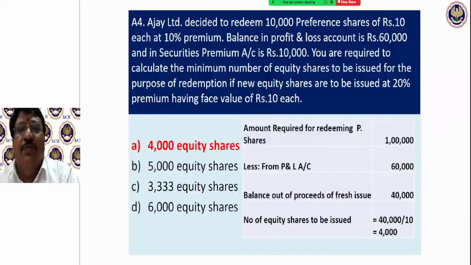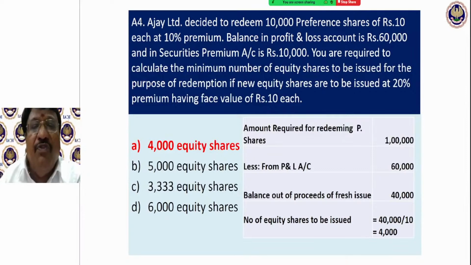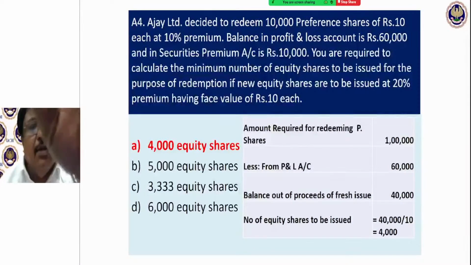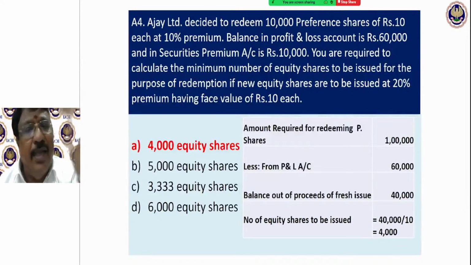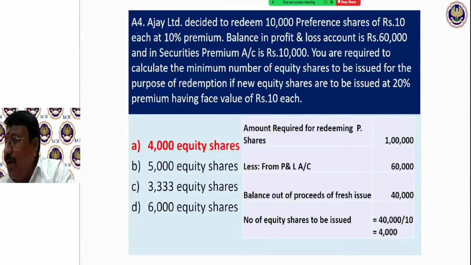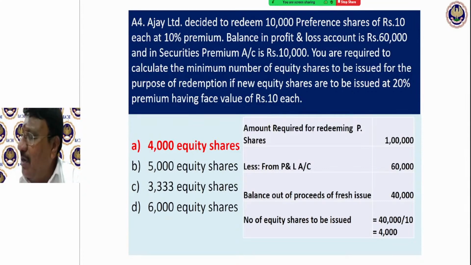You have to transfer the nominal value of the shares redeemed out of profits. So what is that? Out of 1 lakh preference shares, 60,000 is out of P&L. That is out of profits. To that extent, I have to transfer to CRR. The premium that I'm getting, you want to debit premium on redemption in P&L.